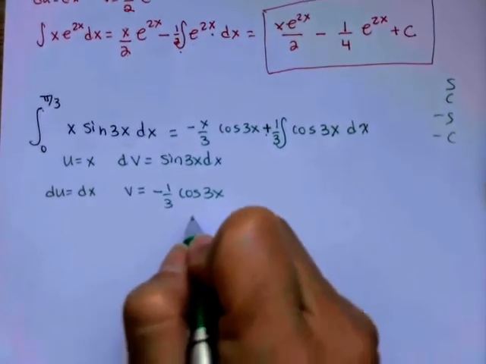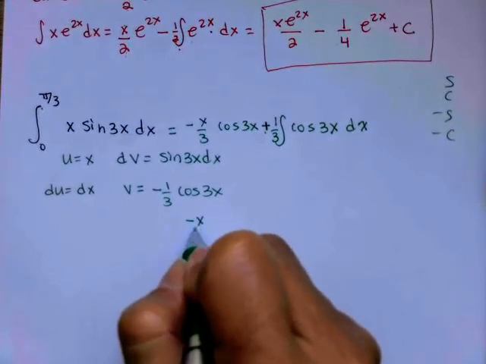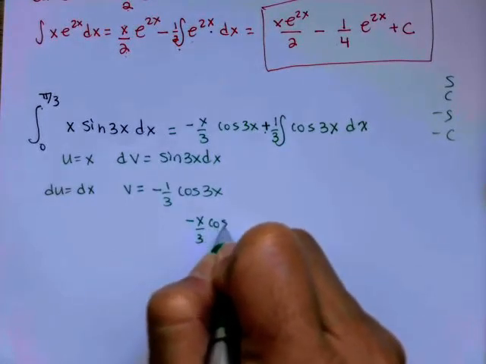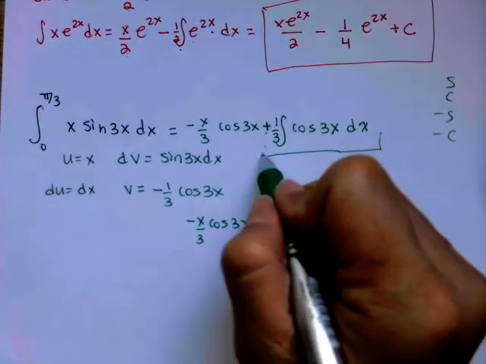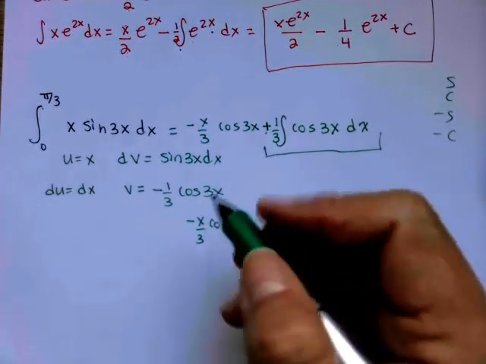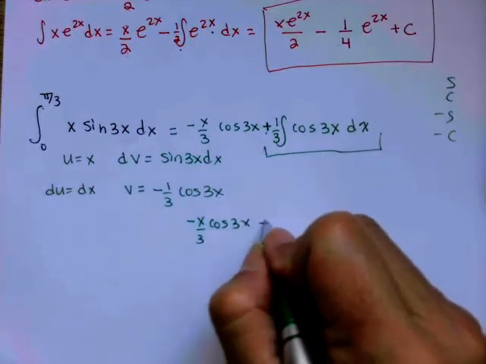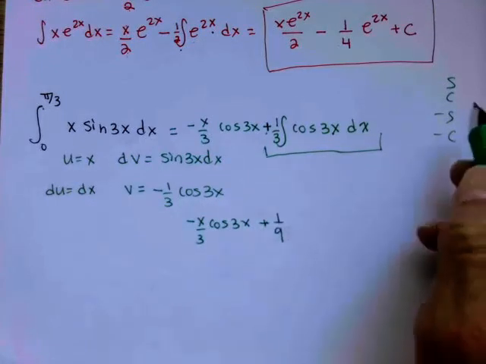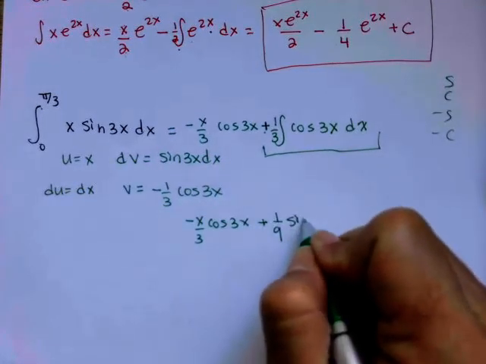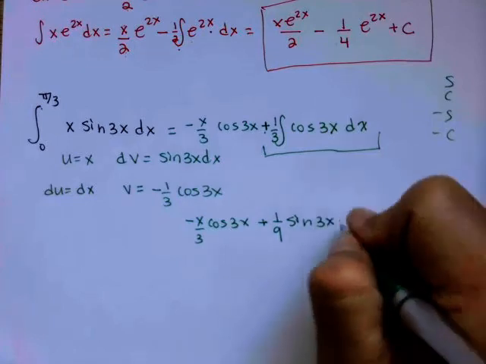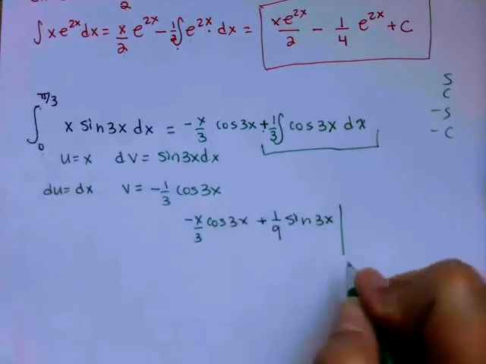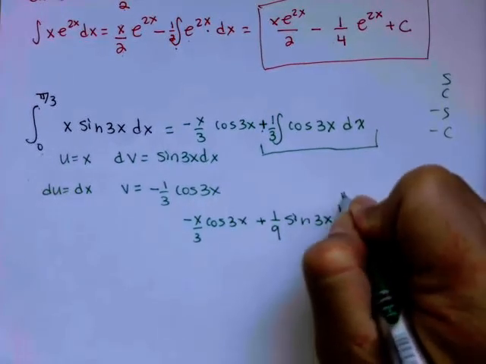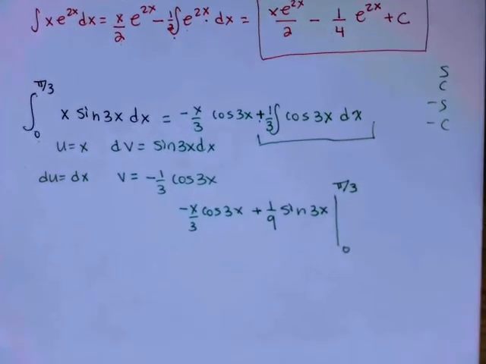So I'll hop down here. So I have negative x over 3 cosine 3x. So now I have to do this antiderivative. So that'll be another 1/3 comes out front, so it'll be a plus 1/9. And then cosine goes to sine, positive sine 3x. Okay, so these are all x's, and my limits were x's, so I don't have to do anything. I can just go ahead and put these guys back.